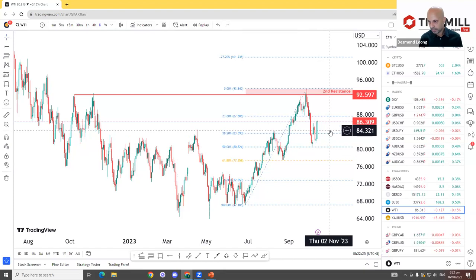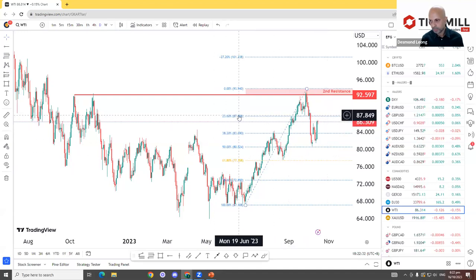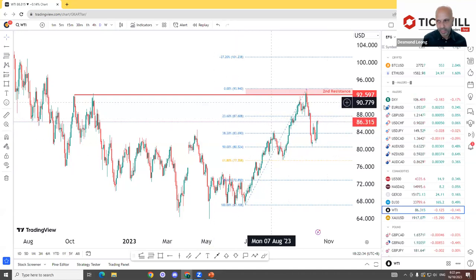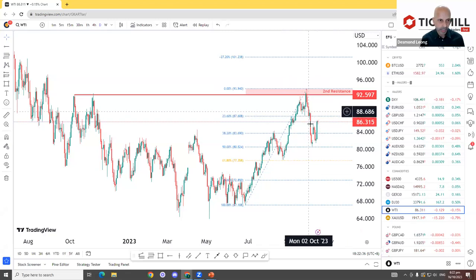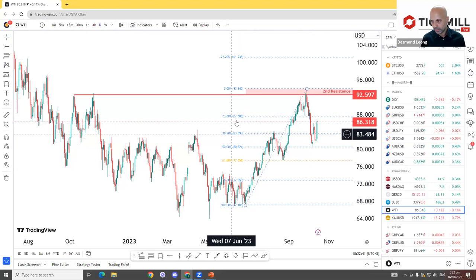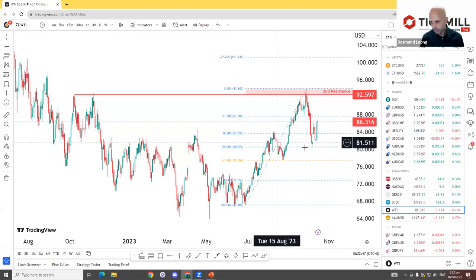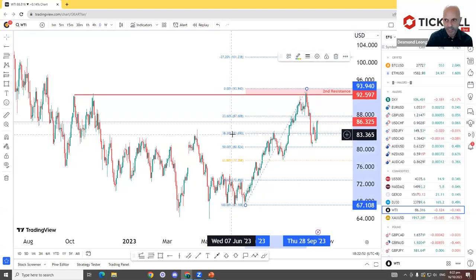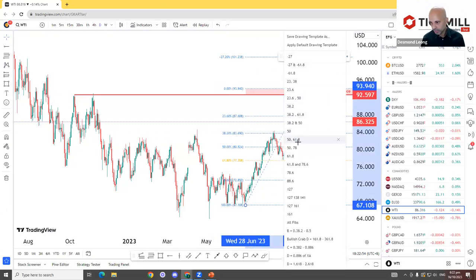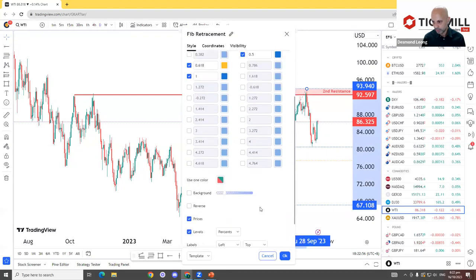Now with that, we can also see this level here, where the 23.6% is no longer valid. Why is that the case? Because when price breaks through a retracement level like this at 23.6 and 38.2, these levels are no longer valid, so naturally we can't use them. So we'll get rid of that. But we do see 50% and 61.8 are going to be more useful to us in identifying the support level. So let's keep 50 and 61.8.